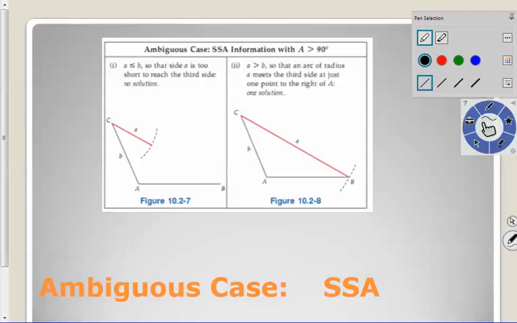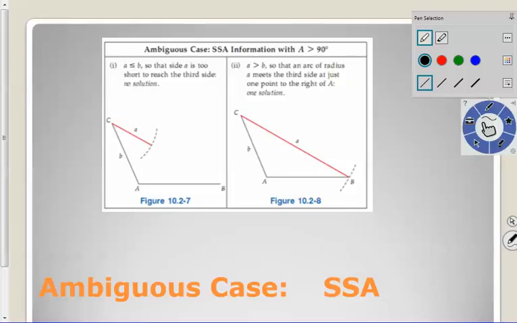All right. So in all three of the triangles, side A is considered what's called the swinging side, and side B is called the fixed side. So you have to take these into consideration. There are also two other cases with side-side-angle, and that's when angle A is greater than 90 degrees. So you just have to be mindful of it, and you either have no solution or one solution.